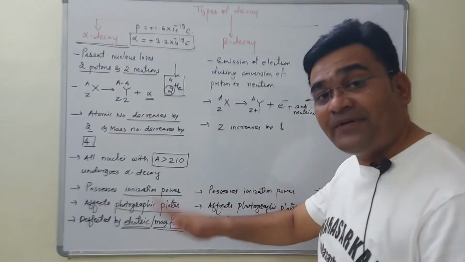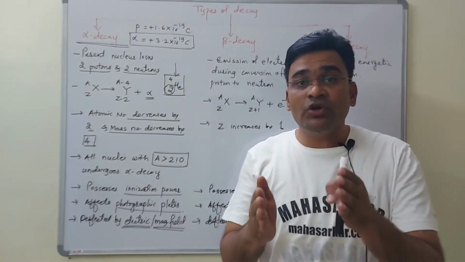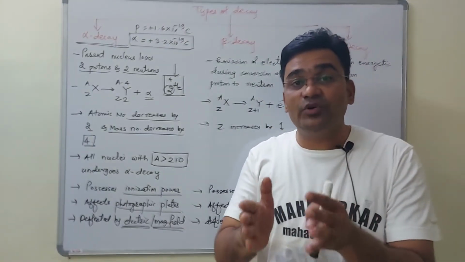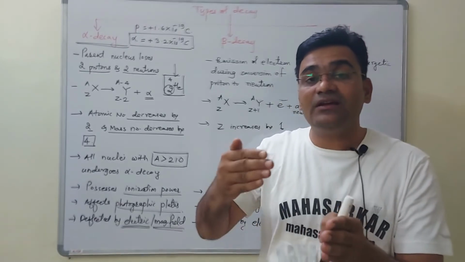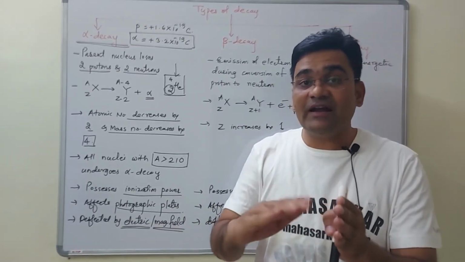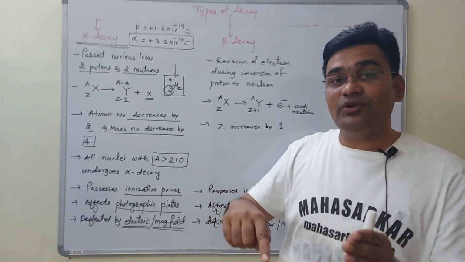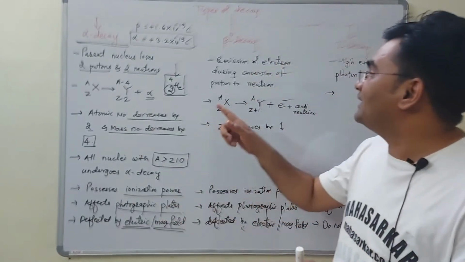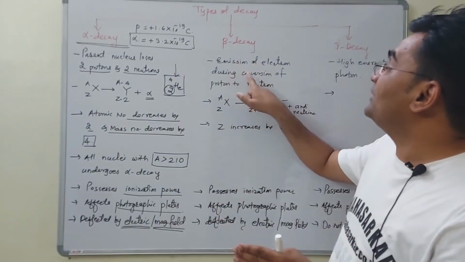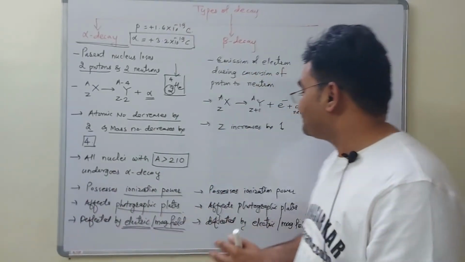Now what exactly happens in a beta decay? So remember, we know that nuclear force tries to balance the nucleus, it tries to maintain the nucleus in an equilibrium state. For that, nuclear forces act in such a manner that an electron should be emitted from the nucleus. Now how is it possible to understand that? Emission of an electron during conversion of a proton to a neutron is called beta decay.